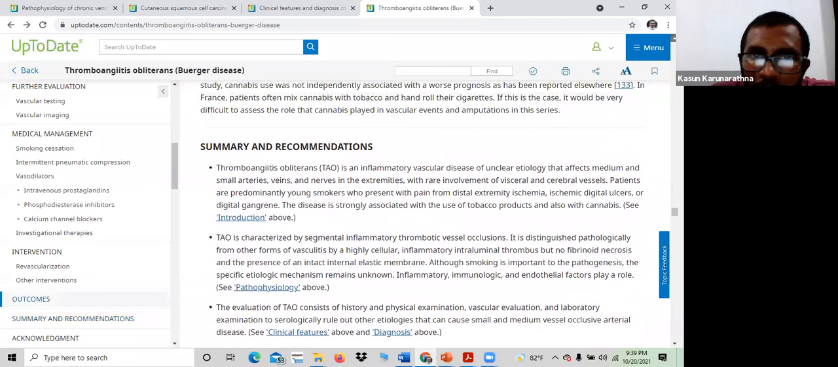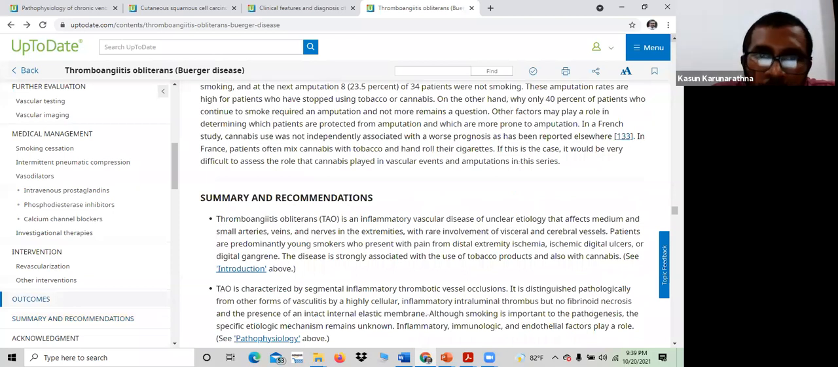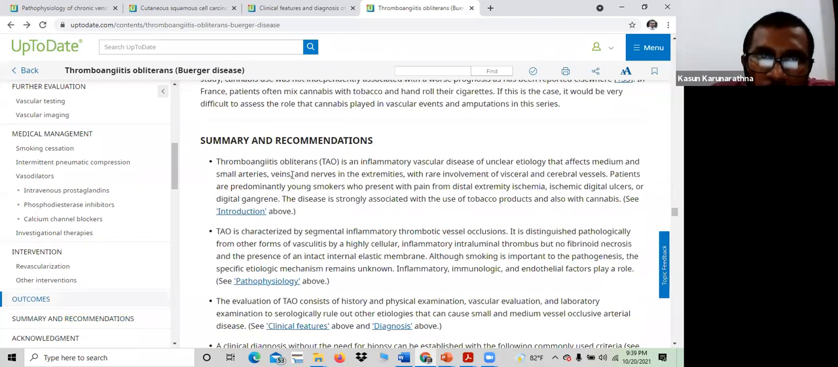This is the UpToDate article on Buerger's. It's an inflammatory vascular disease of unclear etiology that affects medium and small arteries, veins, and the nerves in the extremities, upper limbs and lower limbs, with rare involvement of visceral and cerebral vessels. Patients are predominantly young smokers who present with pain from distal extremity ischemia, ischemic digital ulcers, or digital gangrene. The disease is strongly associated with use of tobacco, and also with cannabis. That is the description, right?